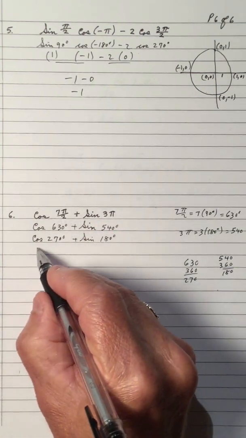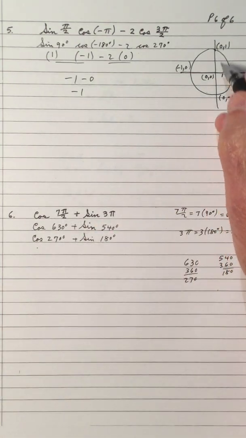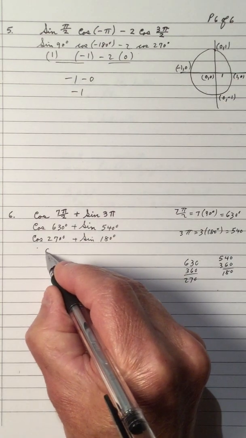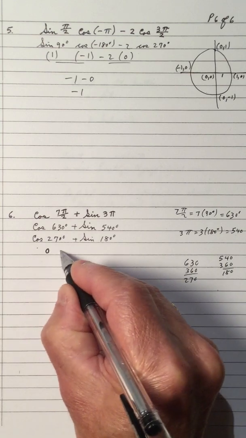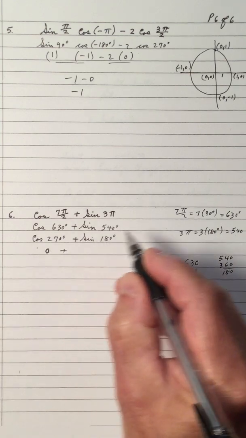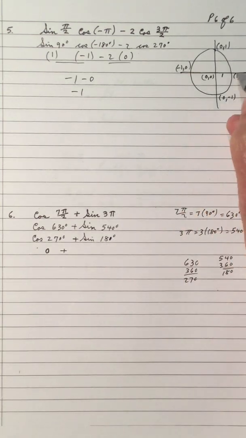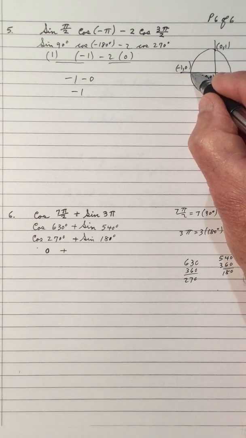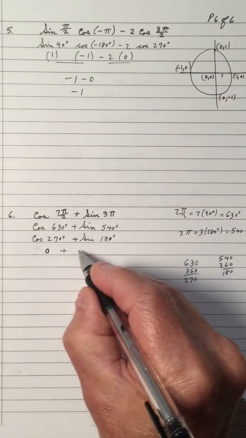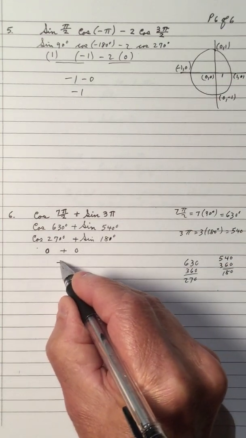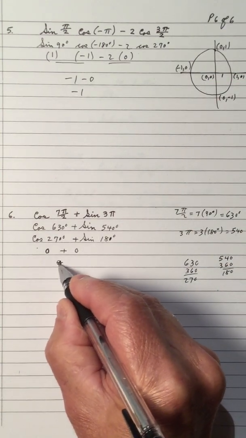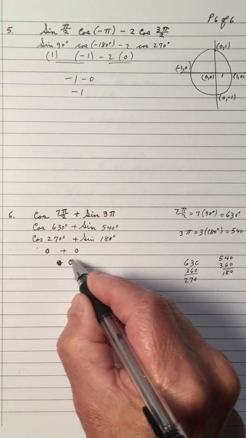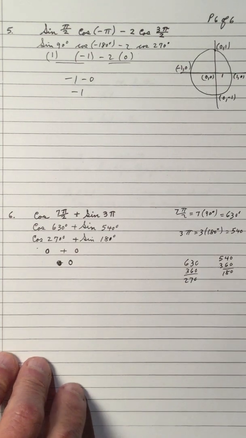And the cos of 270 is right here. And cos is 0, because cos is the x. 180 rotation, 180 is right here. And the sine is the y, 0. So 0 plus 0 is 0. Oh, I missed a plus sign. 0 plus 0 is 0. And we have it worked out.